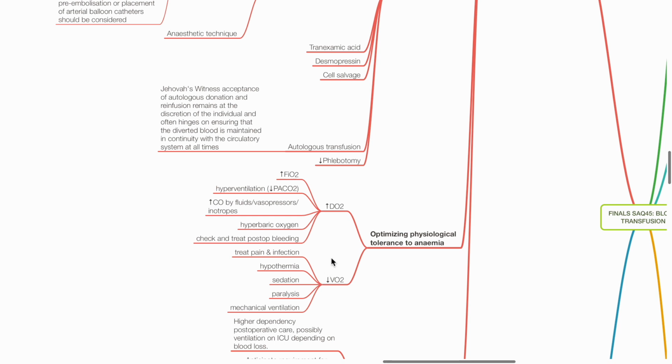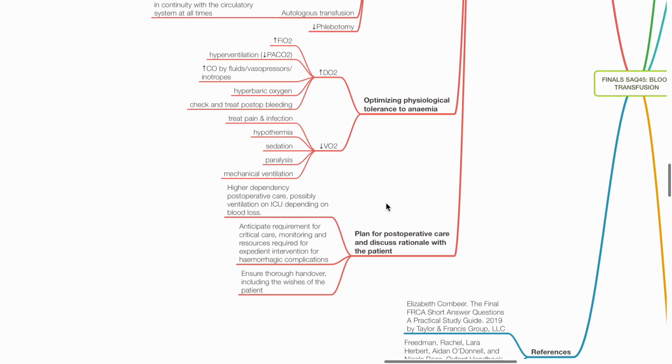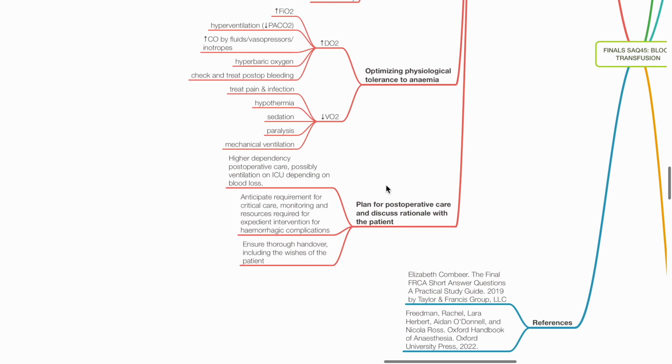Reduce phlebotomy. Optimizing physiological tolerance to anemia. This has been discussed in the previous section. Plan for post-op care and discuss rationale with the patient. High dependency post-op care, possibility of ventilation on ICU depending on blood loss. Anticipate requirement for critical care, monitoring and resources required for expedient intervention for hemorrhagic complications. Ensure thorough handover, including the wishes of the patient. Consider hyperbaric oxygen facilities if available.